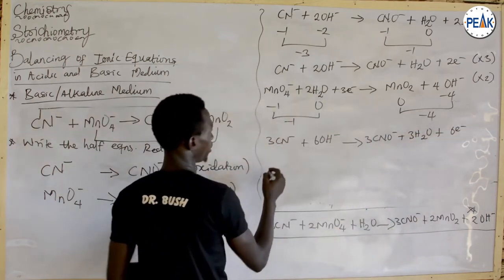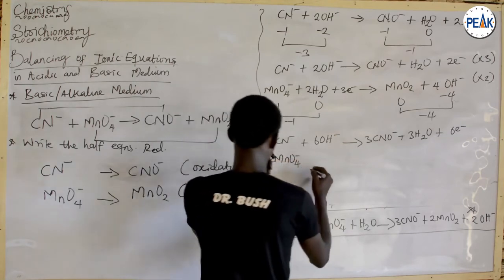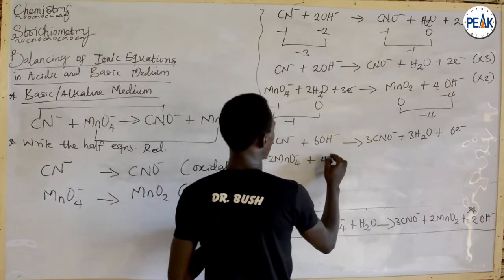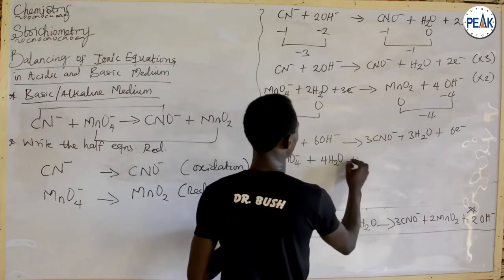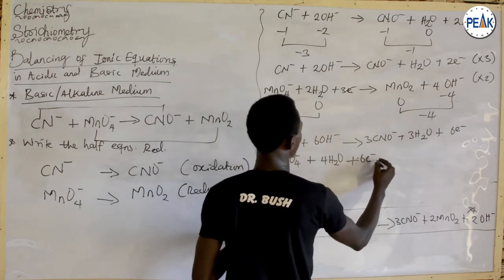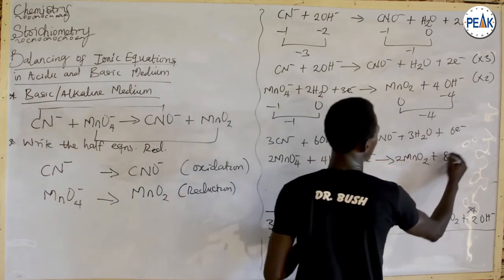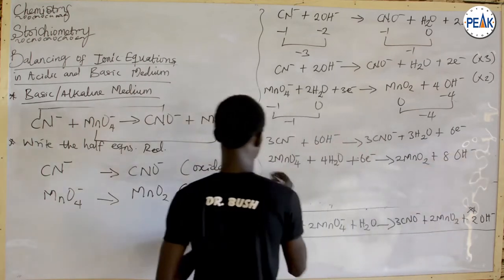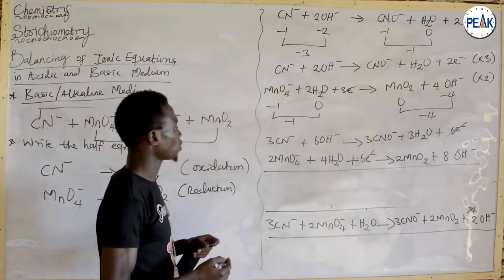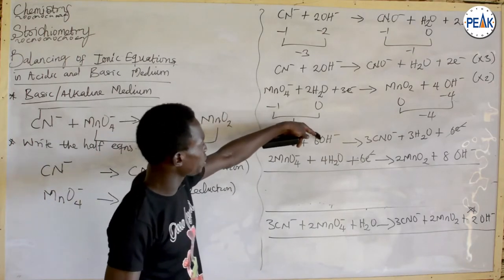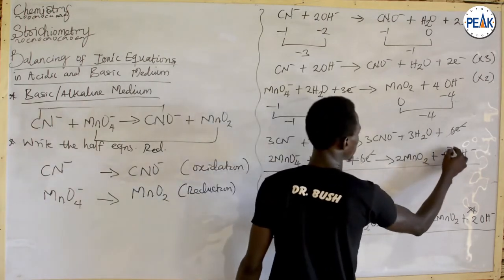Then same thing here, or similar: 2MnO4- plus 4H2O plus 2 times 3, 6e- to give me 2MnO2 plus 8OH-. Having done this, electrons can cancel out. Who are the spectators? I have 6OH- here, I have 8OH- here. So 6 of these will cancel out. 8 minus 6 is 2.